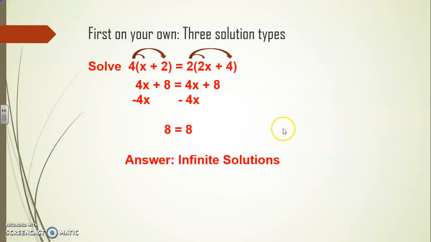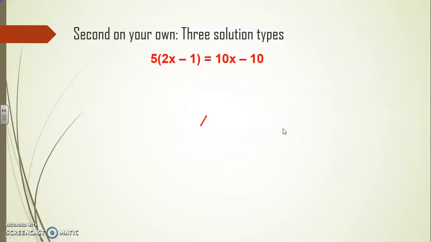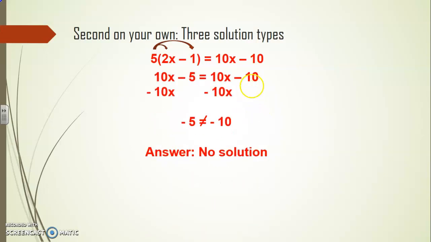Now, you give one more try. In this example, you should have ended up with no solution again. You ended up with a false statement, -5 is equal to -10. Not true.